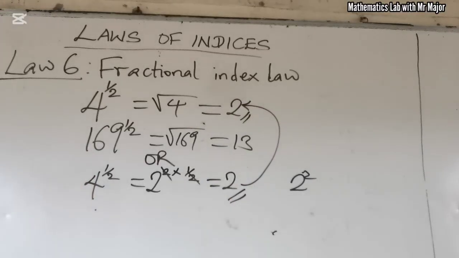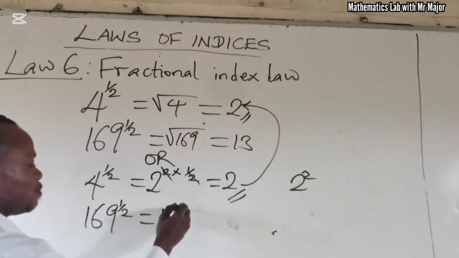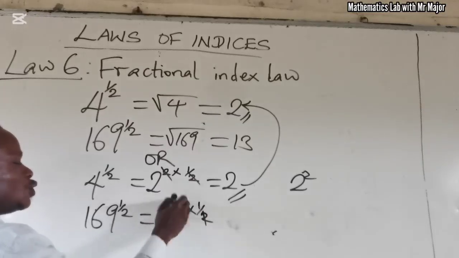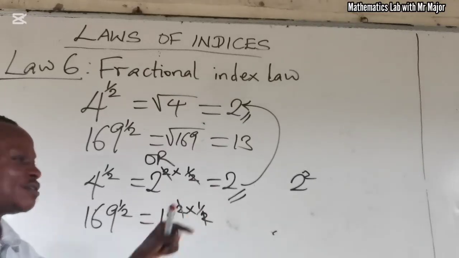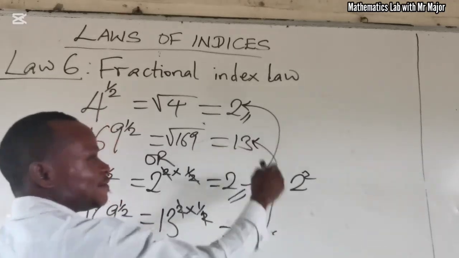The same thing, you can also do something like this here. 169 raised to power half. 13 raised to power 2 will give us 169. So we write 169 as 13 raised to power 2 times the power that was already there, half. Again, 2 will cancel 2. You are left with 13 raised to power 1, which is still equal to 13, as we have here.